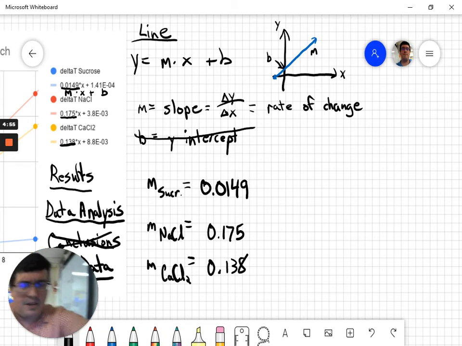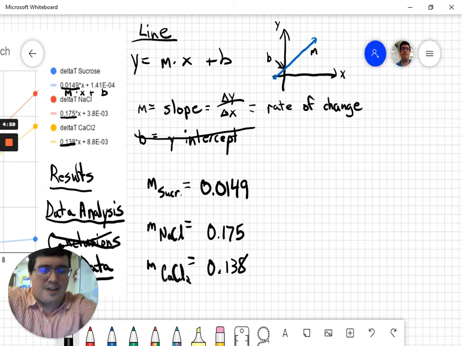Let me fix my camera a little bit here. I think I might have jostled it loose there a little bit. Oh, well.